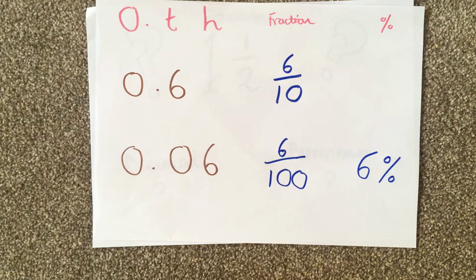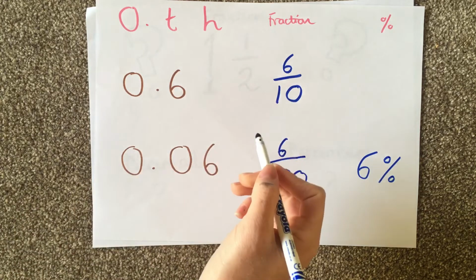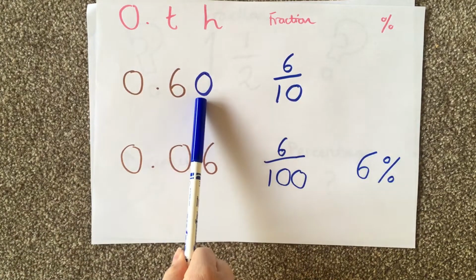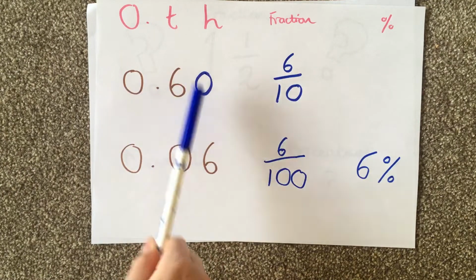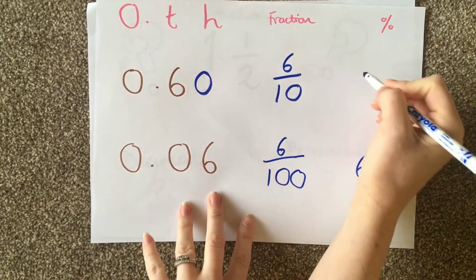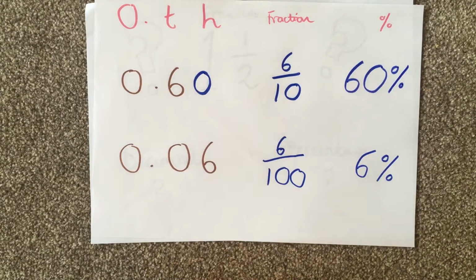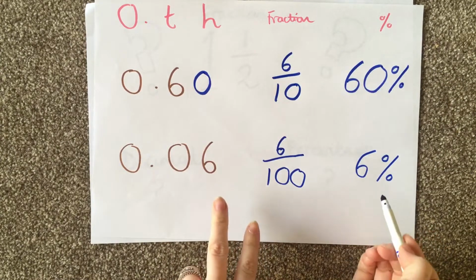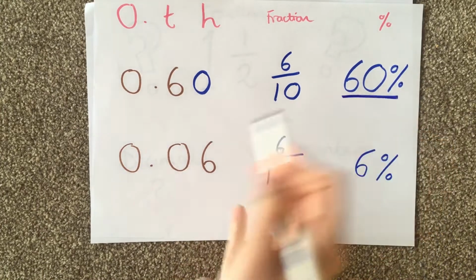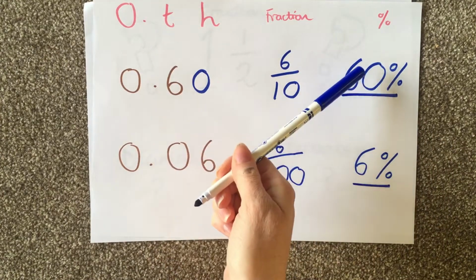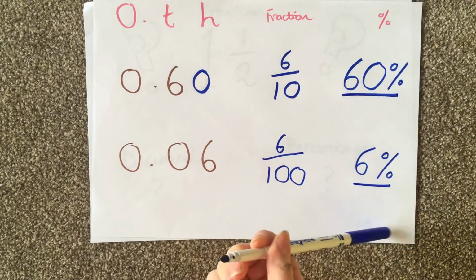I'll give you a clue. If I were to write it the same as this one, with the hundredths in, it would say 0.60. Hopefully, you've guessed it, it would be 60%. So you can imagine if you had phone battery of 60%, that would be much better than if it was just 6%. 60% is a lot more than just 6%.